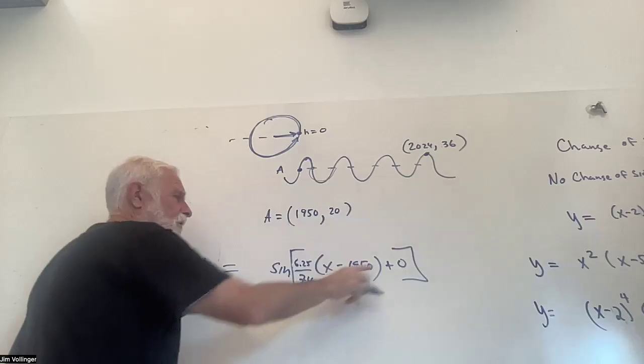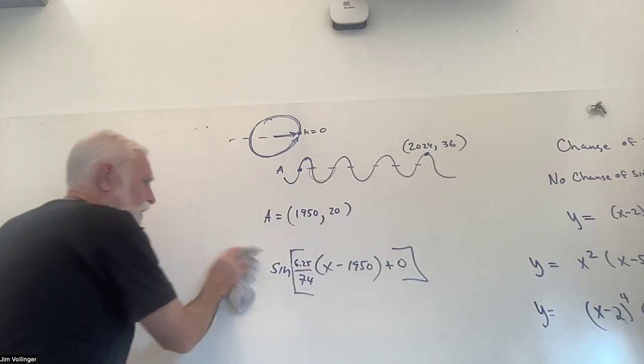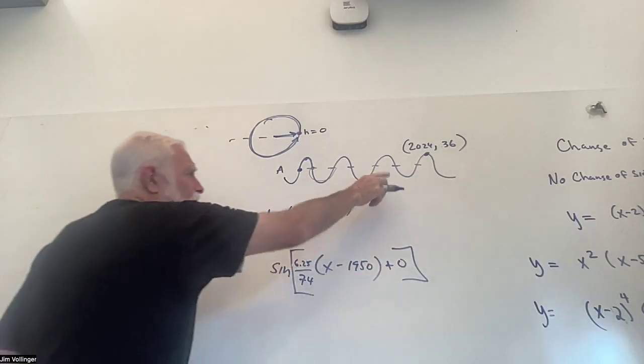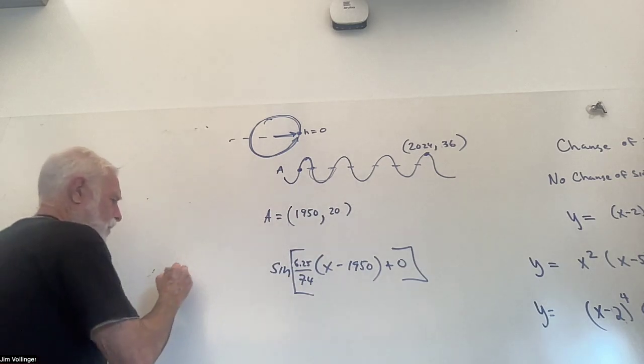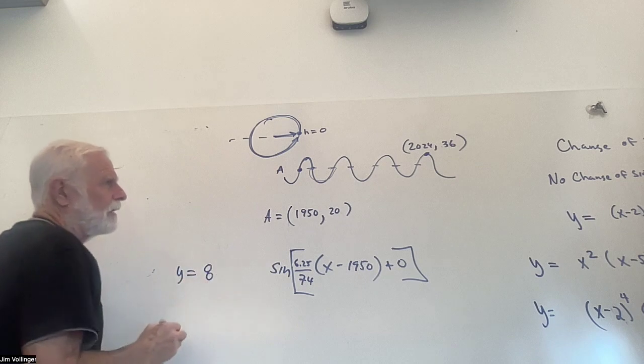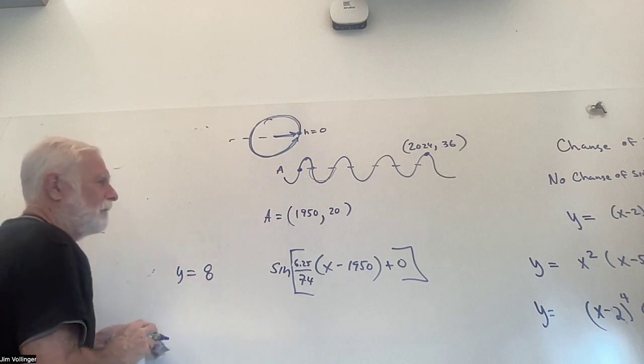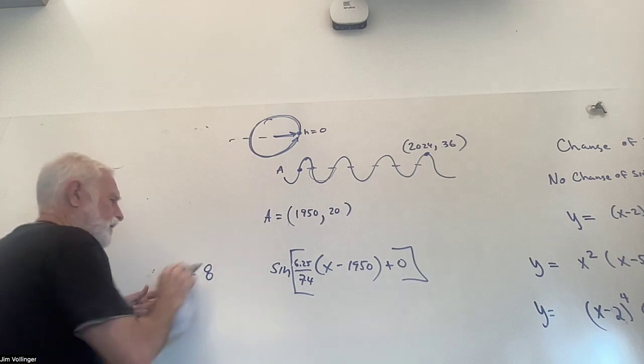I'm starting here, so you don't really need to write that. And we've got midline 20 and 36. So we're going to go up to 8. So y equals 8. And I'm measuring from 28. So 28 plus 8.